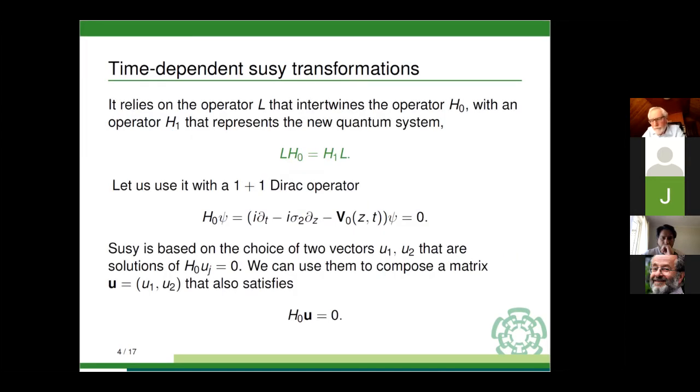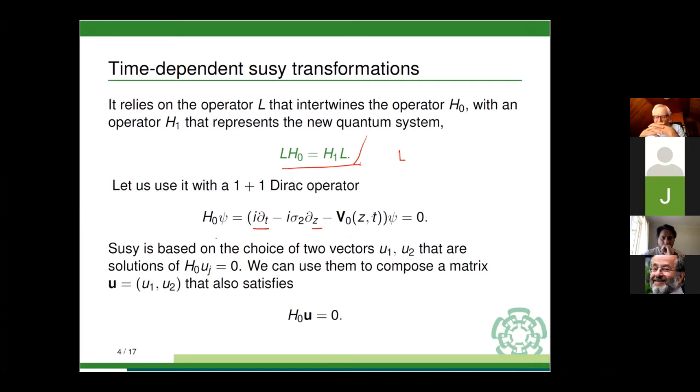The supersymmetric transformation relies on the intertwining relationship, this one in green, where H0 represents a quantum system that I know how to solve. H1 is a new quantum system, and L is the operator that I need to find in order to perform this transformation. For the initial quantum system, I'm using this time-dependent Dirac equation. Here, T is time, and Z is a spatial coordinate.